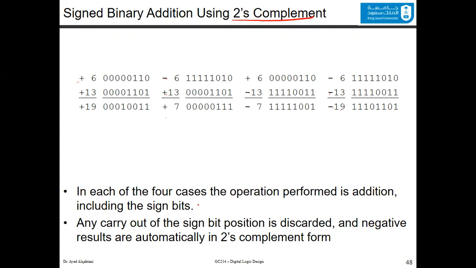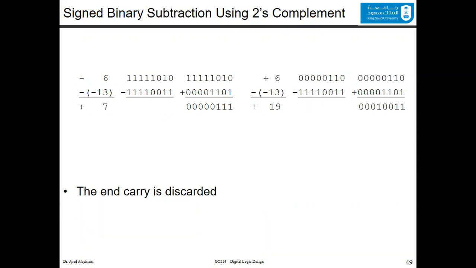In each of the 4 cases, the operation performed is addition, including the sign bit. Any carry out of the sign bit position is discarded, and the negative results are automatically in two's complement form, easy without troubles. Now, if you want to do the subtraction, here are 2 examples.